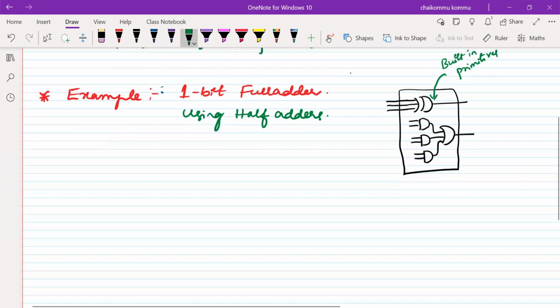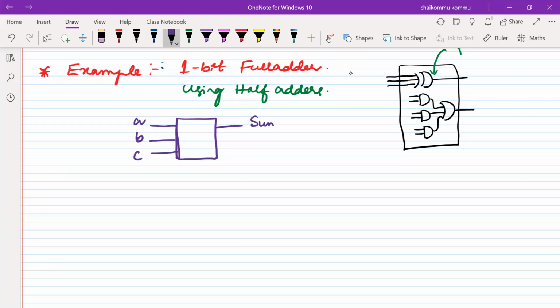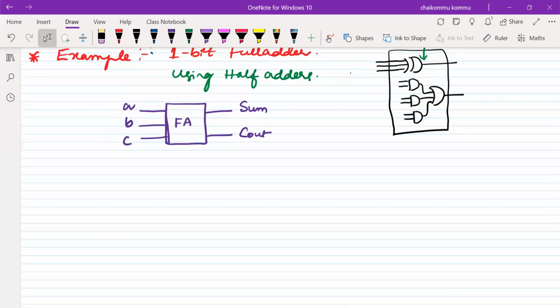Right. So in that sense, we take a 1-bit full adder, which is something like this, having 3 input signals, A, B, C, and a signal SUM. This is called C out, right? This is the full adder, FA. My requirement is that I want to construct this full adder using half adders, right?